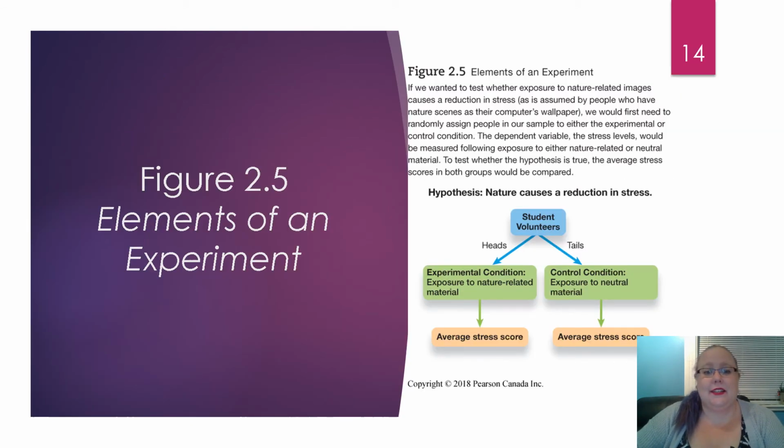So here's a little figure that describes some of the major elements of an experiment. So I was just talking about the experimental condition, which would be the group that does receive the manipulation, versus the control condition, which is the group that is exposed to a placebo or some neutral material. So there's a little example here if you want to read through it. For the sake of time, I'm not really going to get into it, but we're going to move on and talk a bit more about some of the other elements of experimental research.